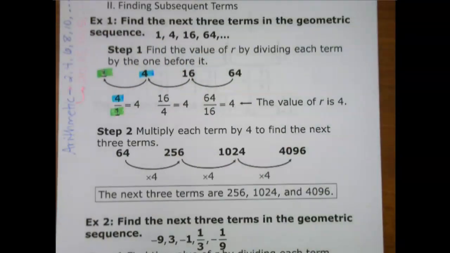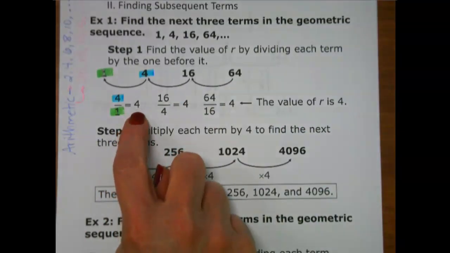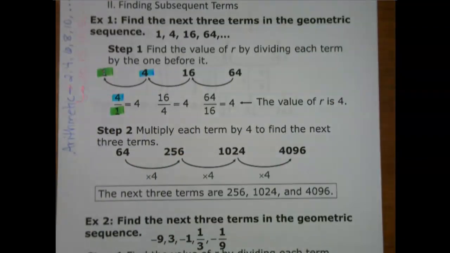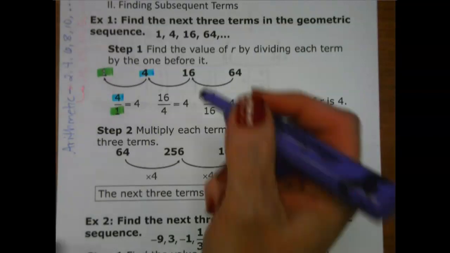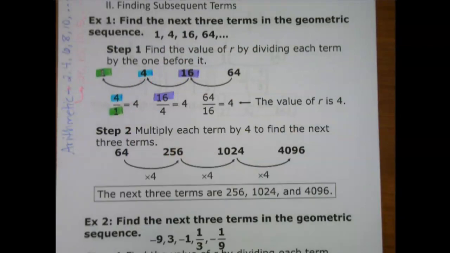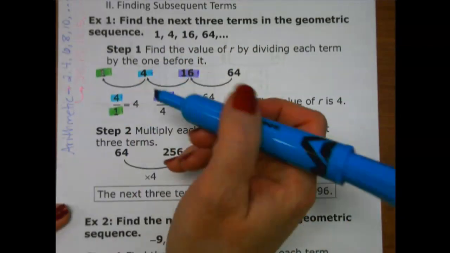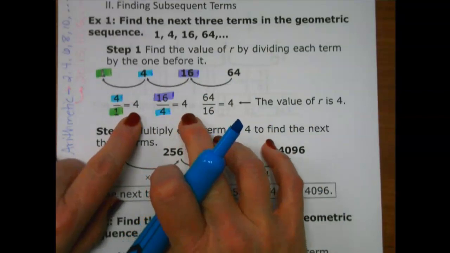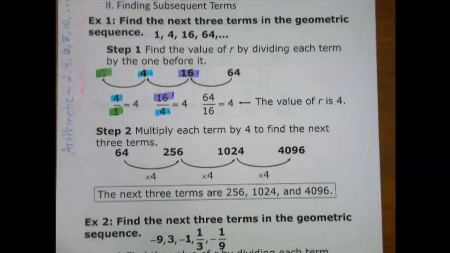And that's going to give you your ratio. Let's check to make sure that ratio is consistent the whole way through. In order to do that, I need to look at my next term, 16. Take 16, divide it by the previous term, which was 4. Did I get the same number? Yes, I have a ratio of 4. Let's keep going and see if that holds true.